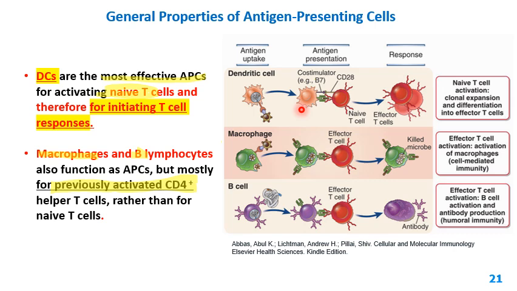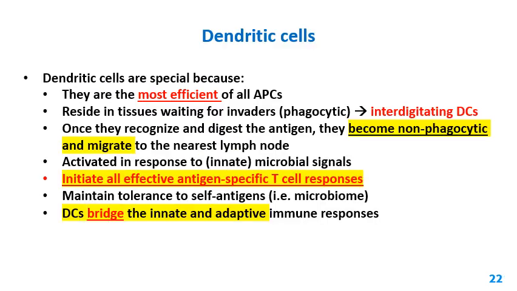Okay? But the ones that are really, really good at activating the naive T cell is the dendritic cell, just because it has that stimulating ligand B7. Okay, very, very important for activating your naive T lymphocyte. All right. So everything here that I just spoke about the dendritic cell.